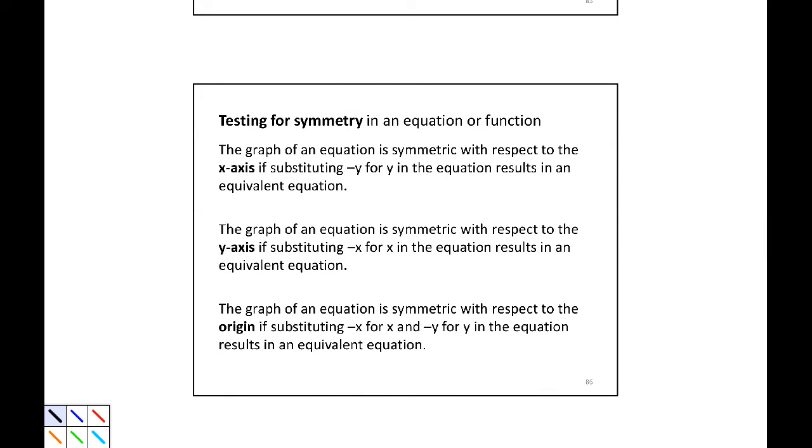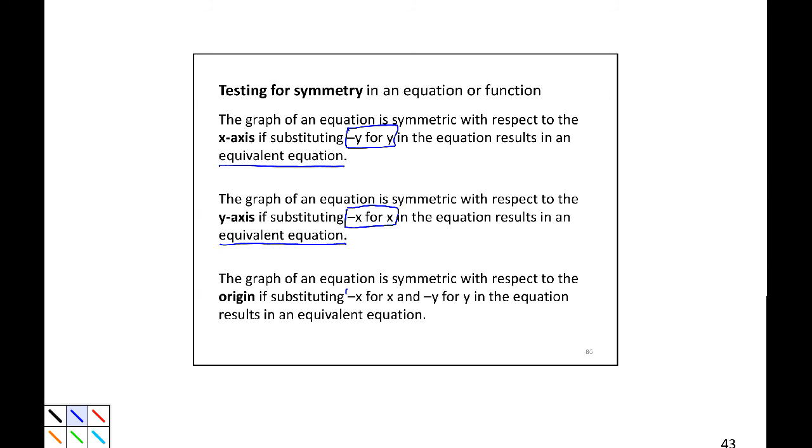We can test for symmetry according to the x-axis if we substitute negative y for y in the equation, and it results in an equivalent equation. This is going to be a common thing, substituting negative y for y and checking if it's equivalent. It's symmetric about the y-axis if we substitute negative x for x, and we get an equivalent equation. And it's symmetric with respect to the origin if we substitute both negative x for x and negative y for y, and we result in an equivalent equation.